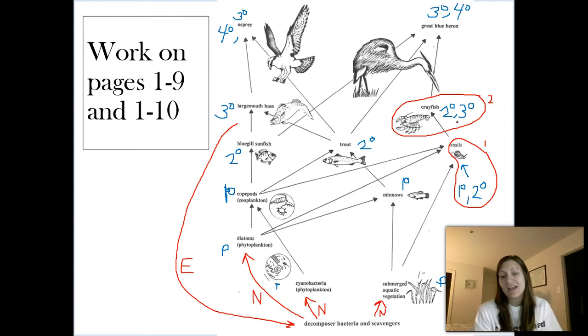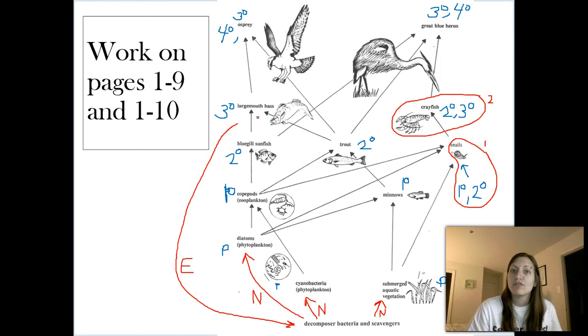However, and this actually ties in to question number 7, the reason it's not trout and it's not this sunfish is because, sure, we get rid of great blue herons, but trout are also eaten by largemouth bass and osprey. This sunfish is also eaten by largemouth bass. So you get rid of one predator, but you still have other predators. So the crayfish population will be what increases the most.